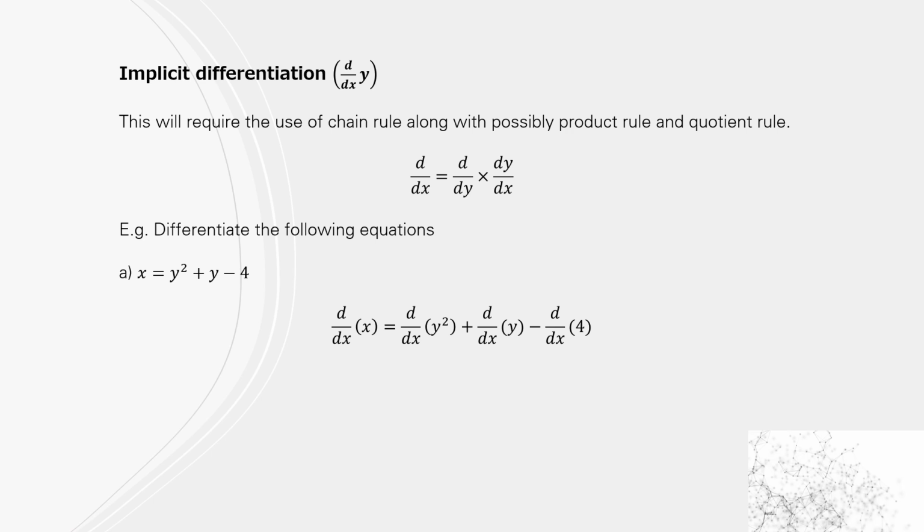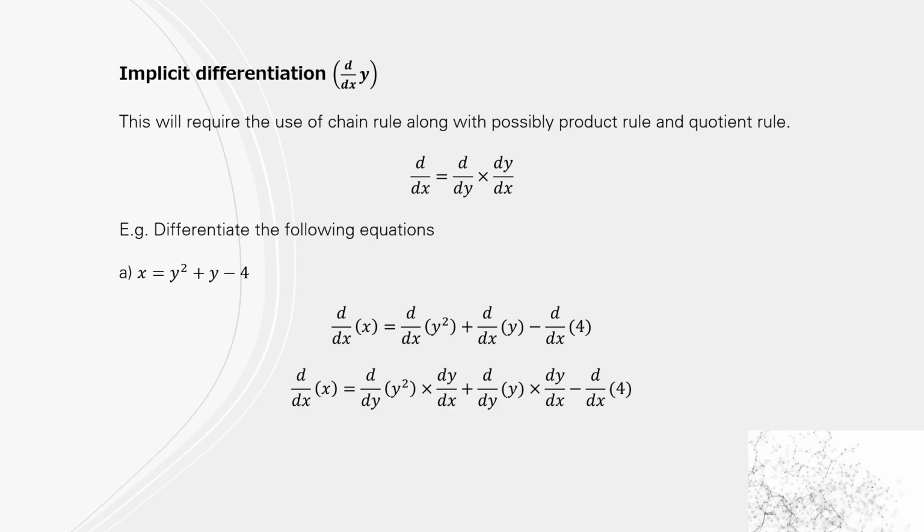So d dx of x. We just take the differential of each individual term. So we're going to do d dx of x, d dx of y squared, d dx of y, and d dx of 4. Now the differential of x is possible. D dx of y squared is not possible, so we're going to replace it with d dy times dy dx. The same with d dx of y, and the differential of 4 is 0, so that would just disappear.